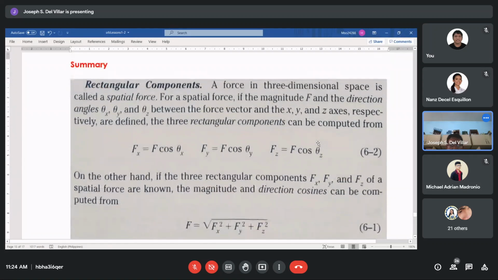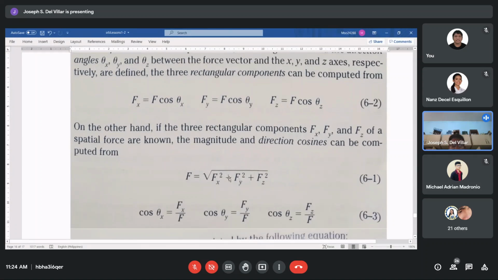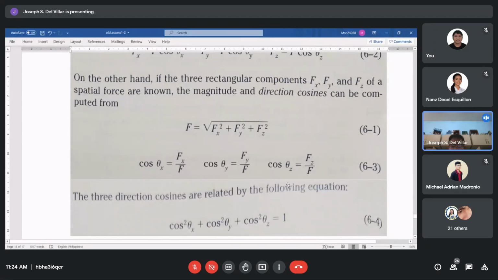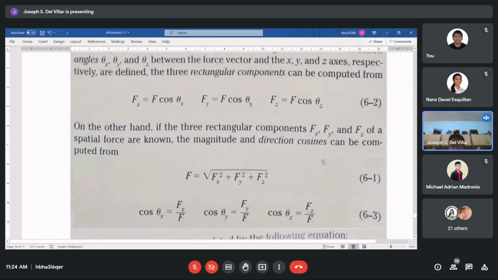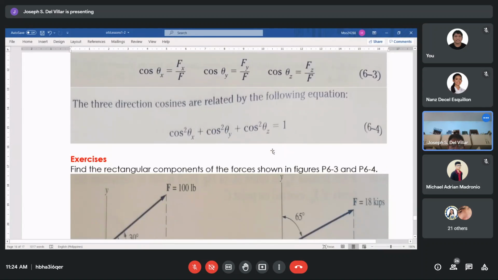Okay? Okay, in summary, so itong yung equation 6-2. So you have to memorize this. This is the modified Pythagorean theorem. 6-3, you don't need this because all of this can be derived from 6-2. Identity-like equation is also equally important, so you need to memorize this.